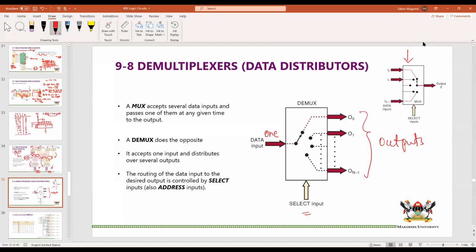So imagine that I want to pass a signal to 8 of you in class. If I use a demultiplexer, my signal comes into the demultiplexer, and depending on the select inputs, the demultiplexer can choose which of the 8 people to send it to. It will not send it to all 8 people. It will only send it to the person selected by the combination of select inputs that are available.